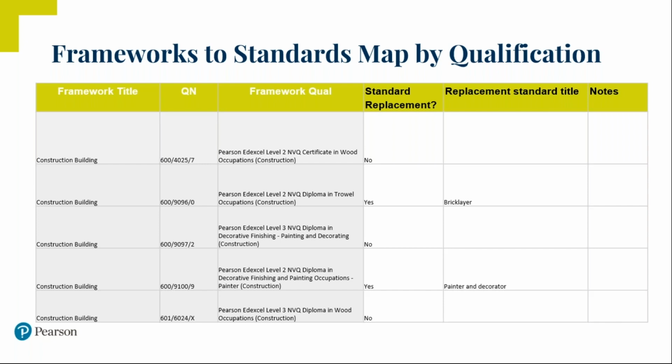So on this first slide, we can see that there's a mixture of some of the standards have been replaced. Now this is taking the framework on the left here, the existing framework, and the current qualification product you may already be approved to use. And that qualification we've just identified. As we move to the right, you'll identify whether there's a standard replacement for it, an equivalent standard, what that title is, and any particular notes. So for example here, Wood Occupations Level 2 certificate doesn't really have a direct replacement, although as you'll see later on the diploma does.